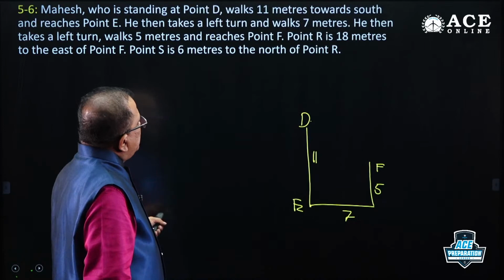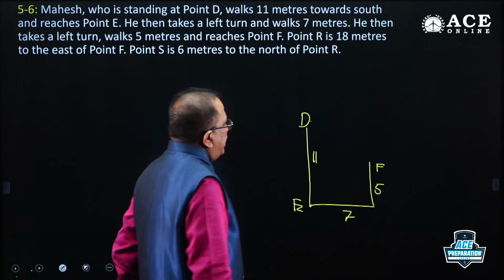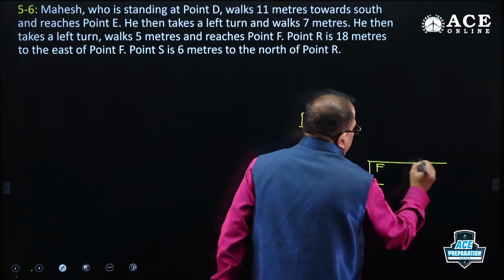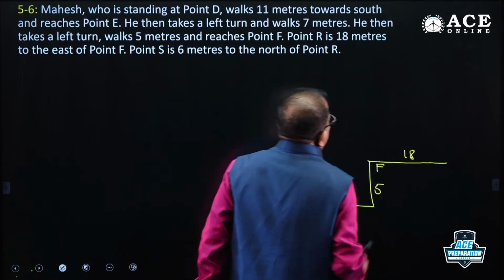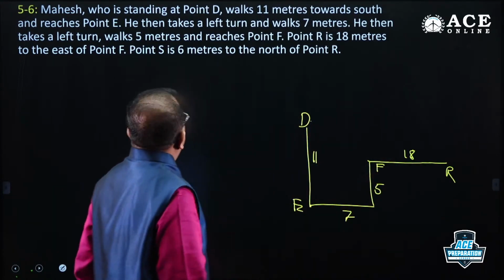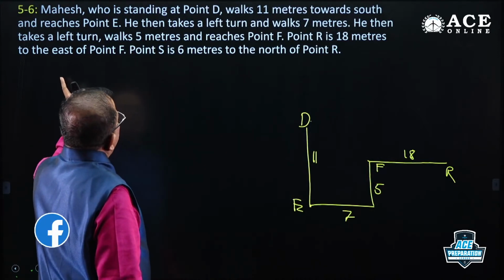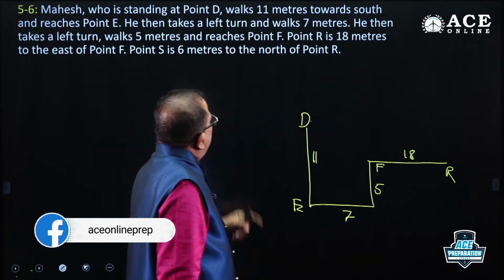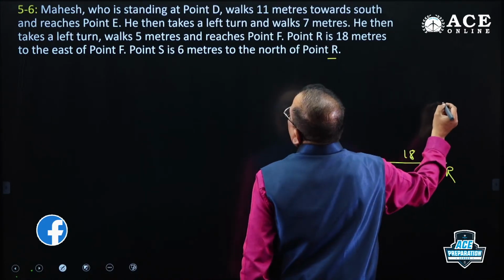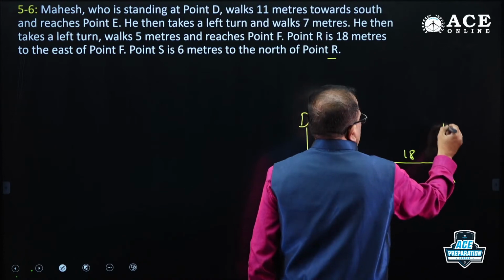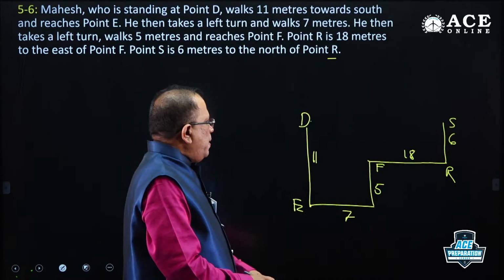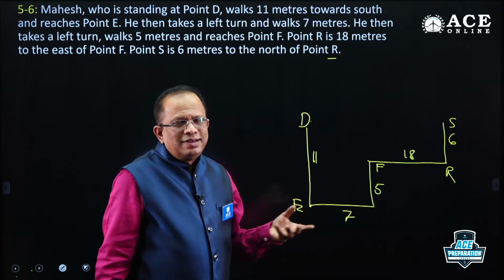Point R is 18 meters to the east of point F. F is here, east. How much? It is 18. Then what is there? R. This is R. Point S is 6 meters to the north of point R. Point R is the reference point. North, how many? 6. This is point S.